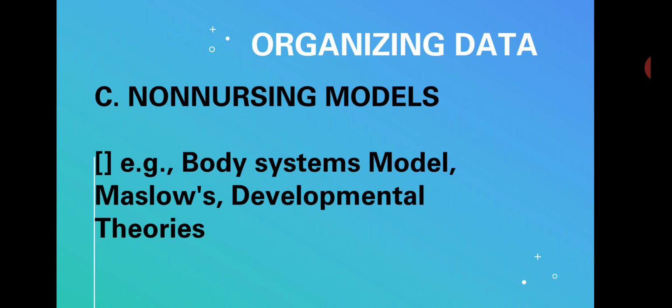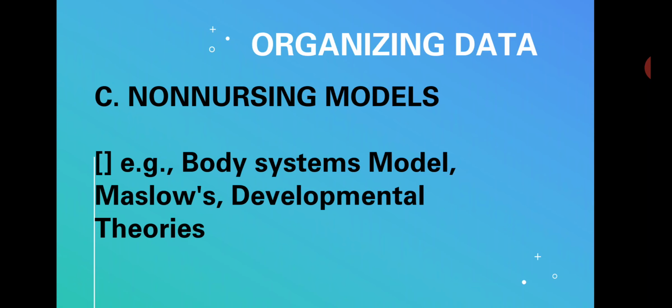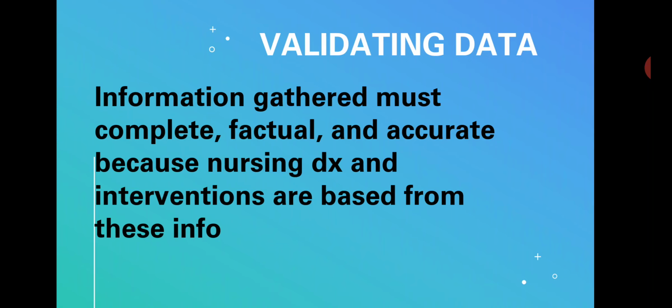We are on the second to the last part, by the way. So, we have validating data. We already collected the data, we organized the data, and now you have all the data organized. Let's say you're using the body system, you organize them according to cardiovascular system, respiratory system, and now it's time for us to validate the data.